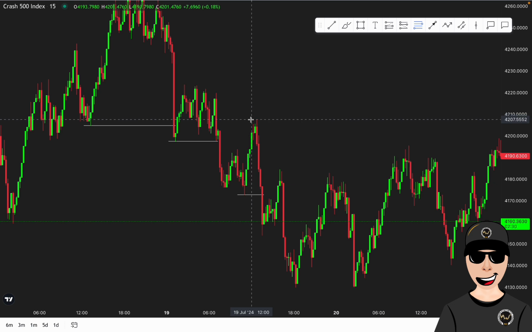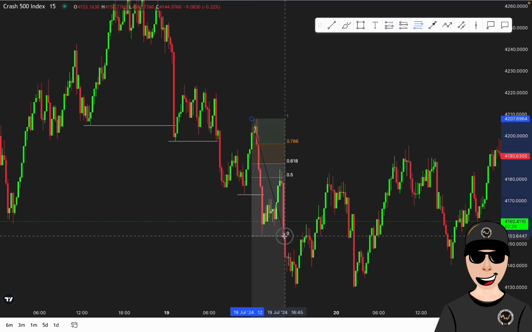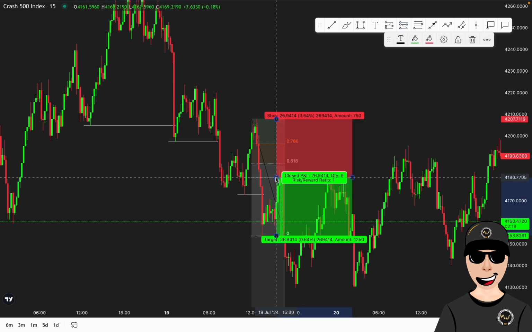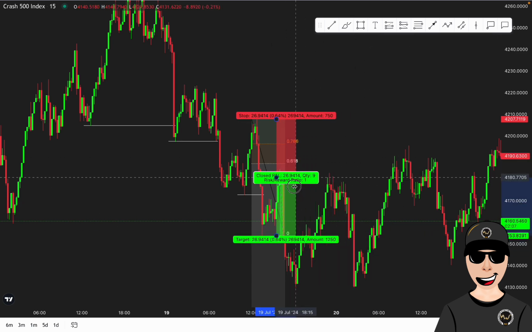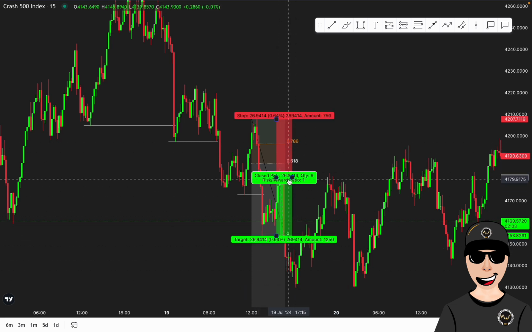So we are going to draw our fib from this high to this low. Price retraced. Entered at our 50% with a small lot size. Entered our trade right there. Stop loss above the 1, and then again, our TP is going to be the 0. Nice 1-to-1 scalping trade, winning trade. So far we got 3 winning trades.